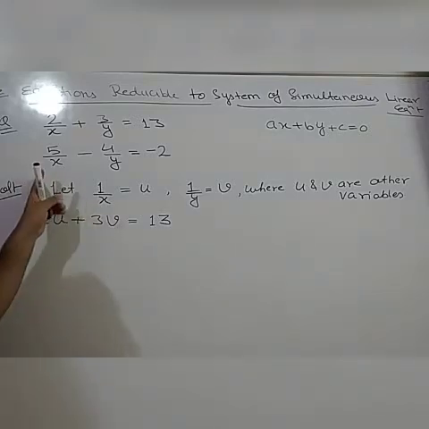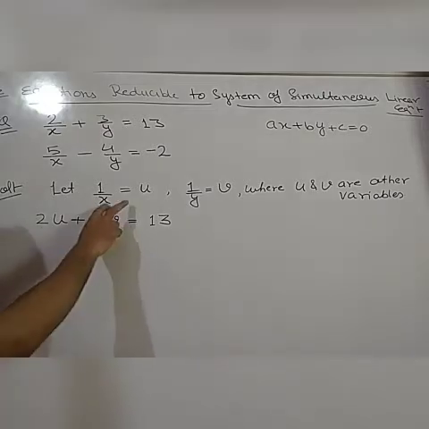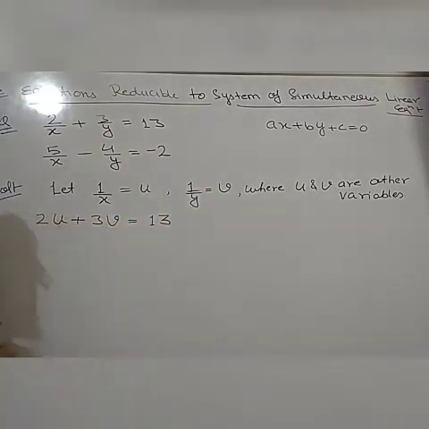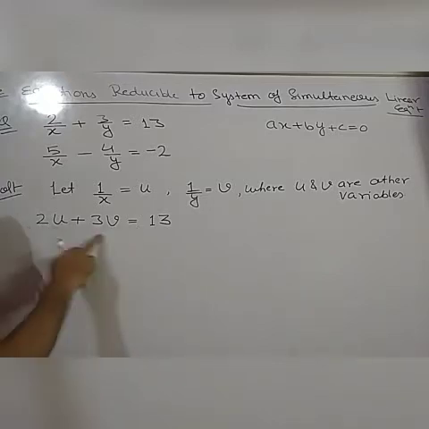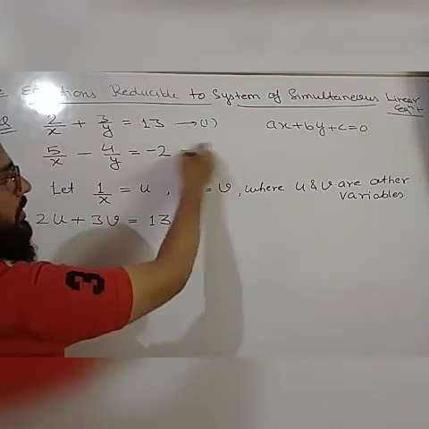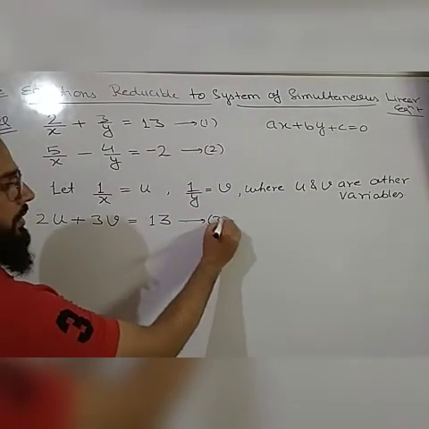Because in the system of linear equations, the variables are x and y. But we have converted these variables in terms of u and v. So the first equation is now converted into this form: 2u plus 3v is equal to 13. Let us consider it equation number 1. It is equation number 2. Now this will be equation number 3.